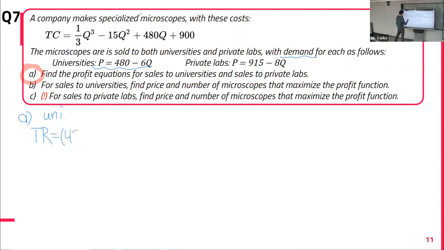So P times Q. So P will be this thing. So 480 minus 6Q times Q. So 480Q minus 6Q squared. All right, and we've been given this total cost equation here already. I'm not going to rewrite that. So we can use those two things to make a profit equation. Again, I won't write out the two things originally. Tell me what the actual profit equation will be from our order of our biggest exponents down.